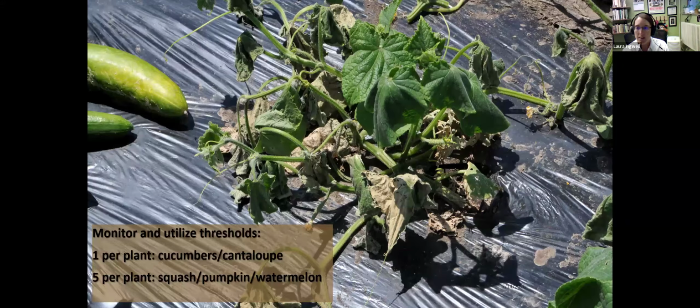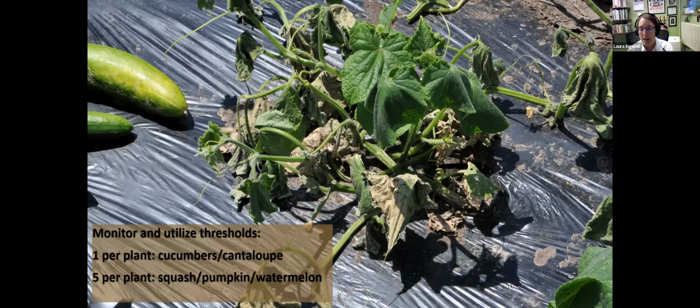And so this one can be a little bit tricky because some types of cucurbits are susceptible to the bacteria while others are not. So we have two different thresholds for monitoring that we utilize when we talk about managing this pest. Cucumbers and cantaloupe are the most susceptible and very sensitive to bacterial wilt. So a threshold of 1 beetle per plant is where we suggest that you apply pesticide to manage this pest.